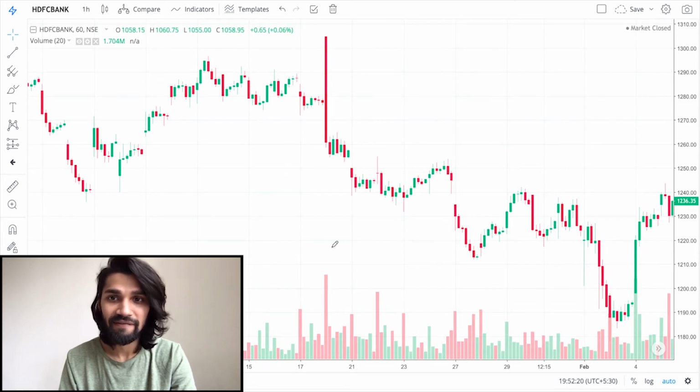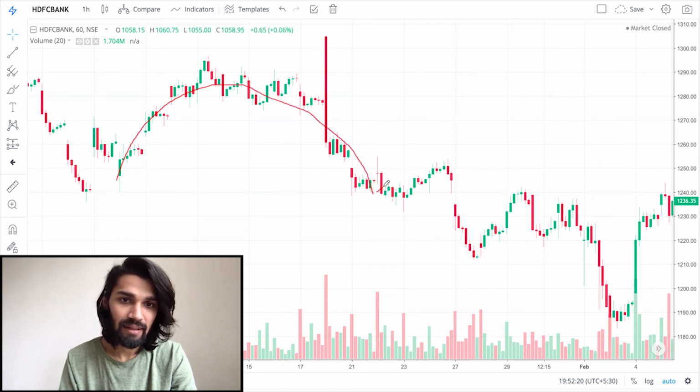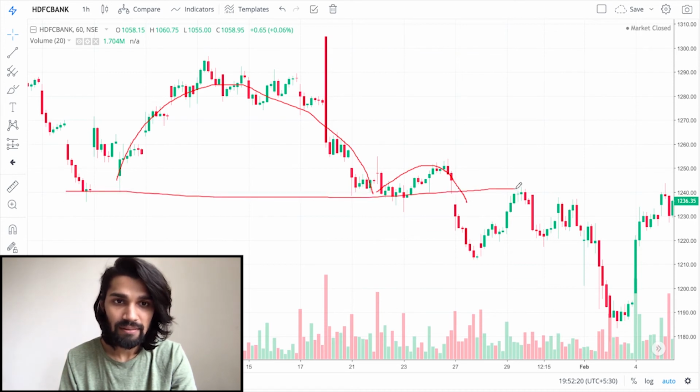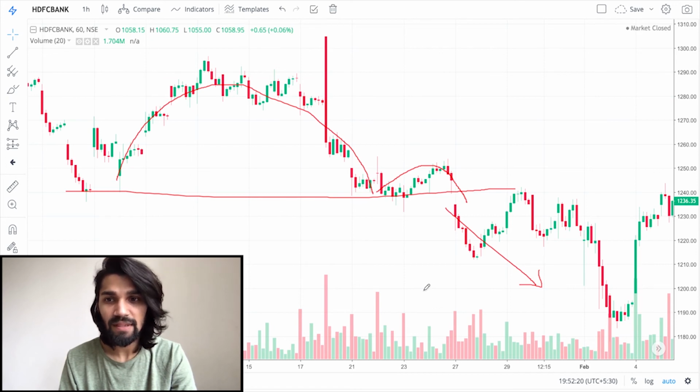This is a chart of HDFC Bank. If you can see here, there was a clear cup with handle. I'll mark it for you. This was the cup with handle pattern, and once it broke the pattern, the prices went from 1300s. The prices went up till 1300 and it broke the pattern at 1240, and it went down till 1180s. So this was the cup with handle and the inverted cup with handle pattern for you.